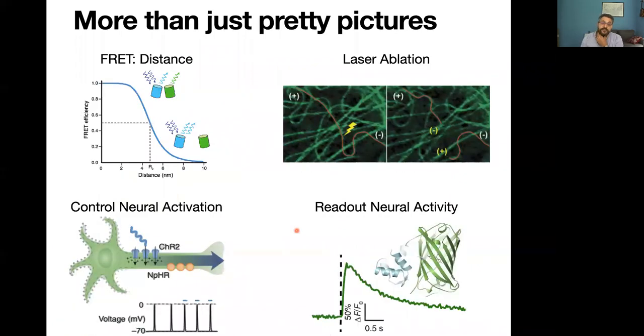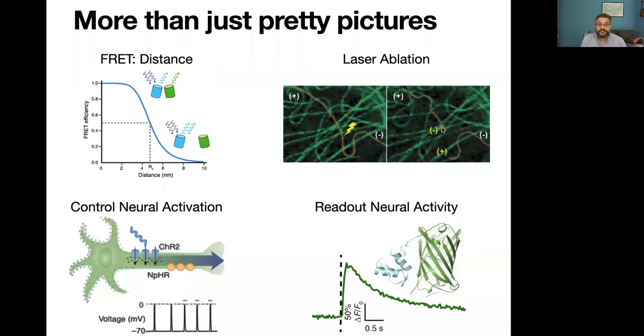Okay, so microscopy can be used for more than just pretty pictures. You can put two of these fluorescent molecules near each other, and they will exchange energy such that the fluorescence you get from one of them depends on how close it is to the other one, and it's actually a very steep function that falls off in a couple nanometers. So in some sense, you can make a sort of nanometer scale ruler by looking at the dipole-dipole interactions of these fluorophores, and you can use that for various kinds of measurements. You can use light to cut things.